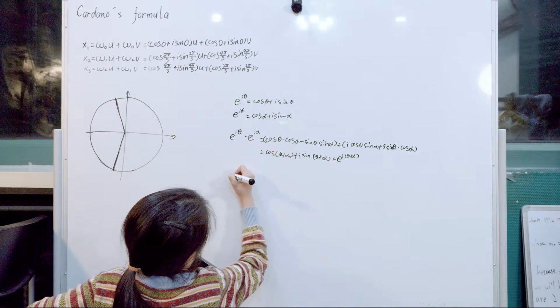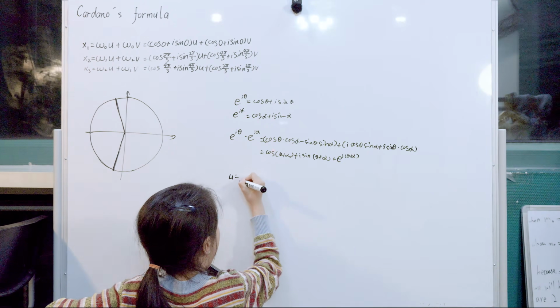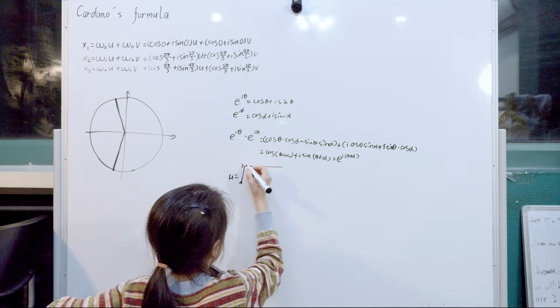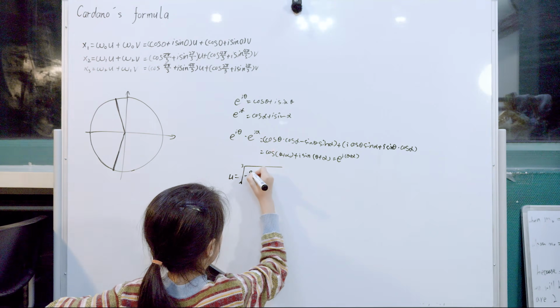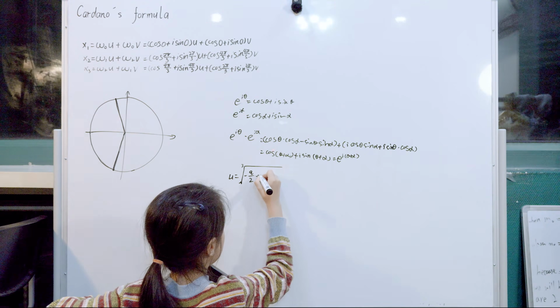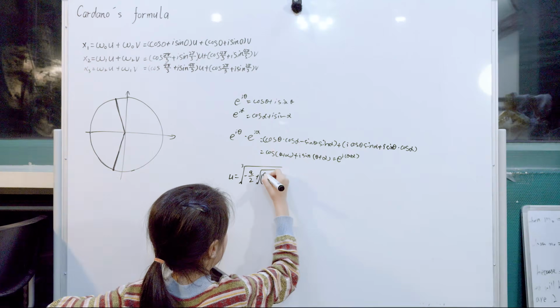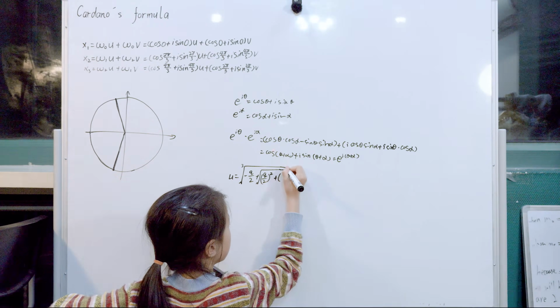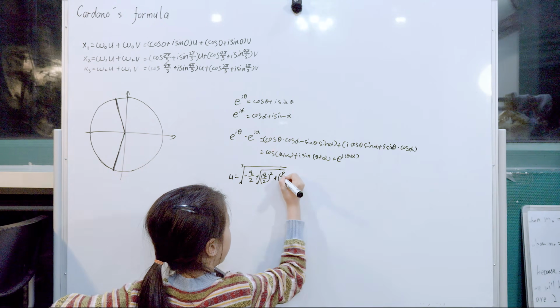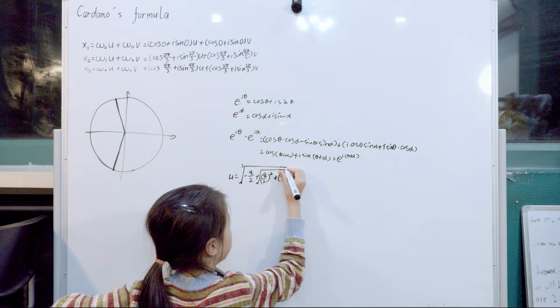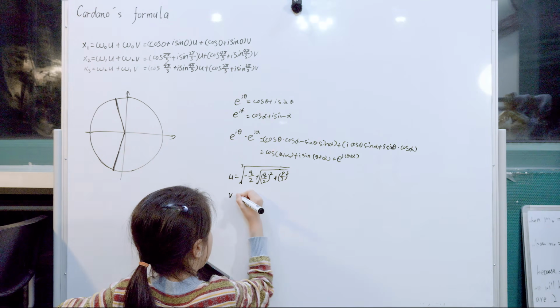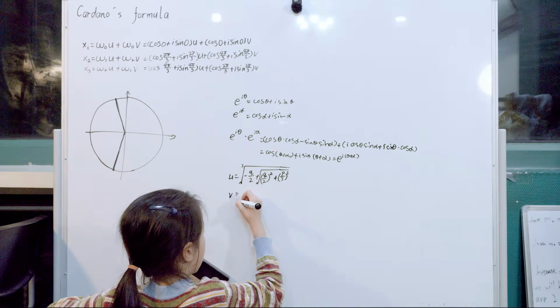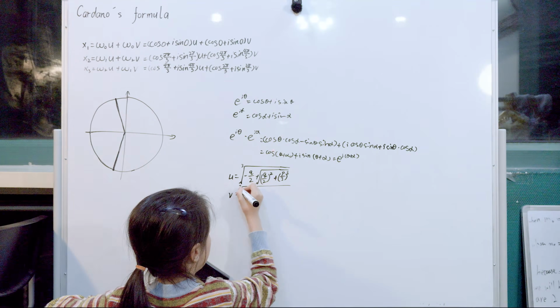So what's u? u is equal to the cube root of negative q over 2 plus the square root of q over 2 squared plus p over 3 cubed. Actually, it's an uppercase 2, but whatever it is, it means the same, right? Okay, so for v, this positive sign turns to negative, right?